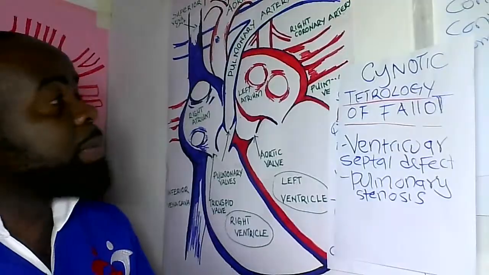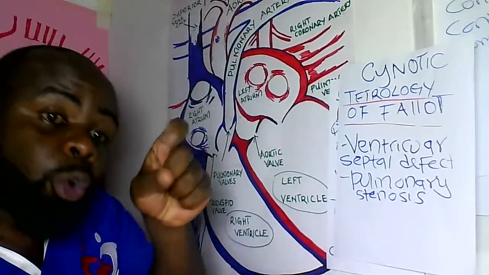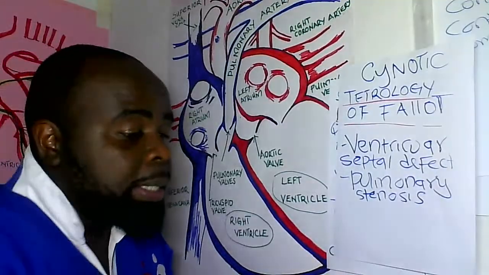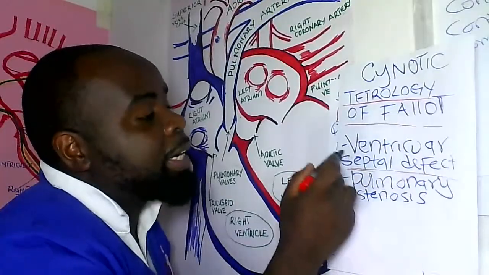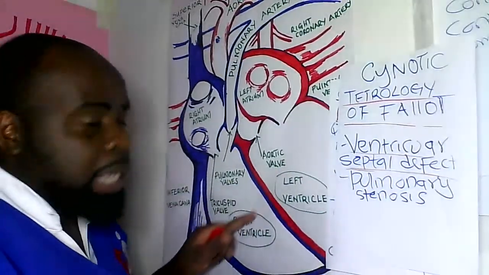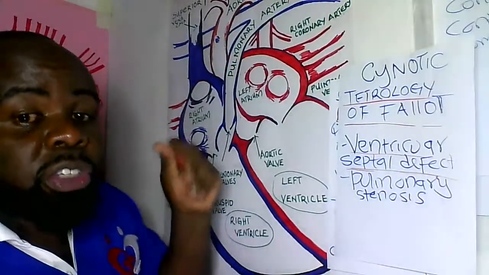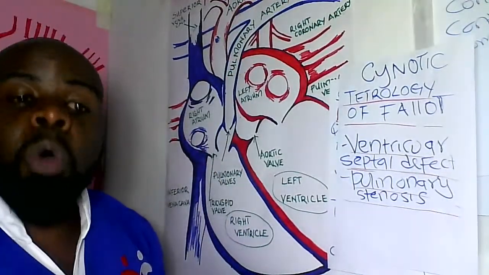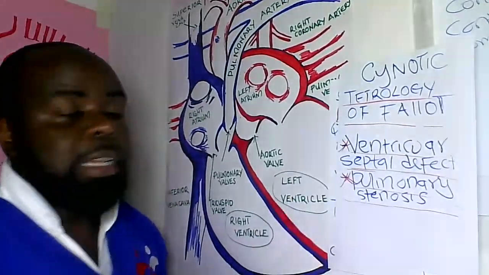Pulmonary stenosis means this artery is narrowed. Imagine the same heart has a hole in the septum, and then this artery is constricted. The artery is small. Pulmonary stenosis: the artery is small.